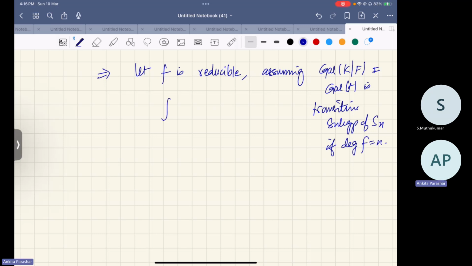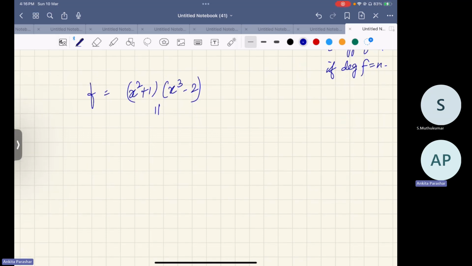Suppose it is reducible, then we have F equal to G times H. As I told you, roots always permute within the polynomial which we are choosing, okay? Suppose I write the polynomial (x^2 + 1)(x^2 - 2). If I try to write the splitting field for this, it is nothing but Q(root 2, i). This is easy, right? To say that the splitting field is this, sorry, x^2 - 2.